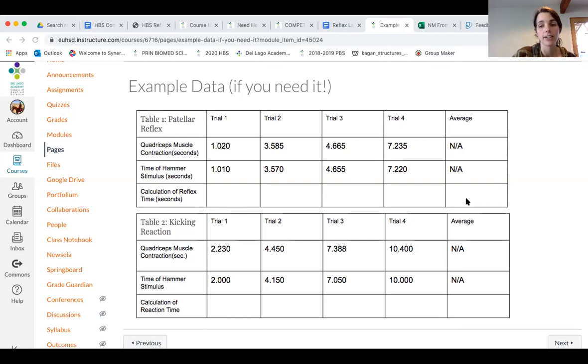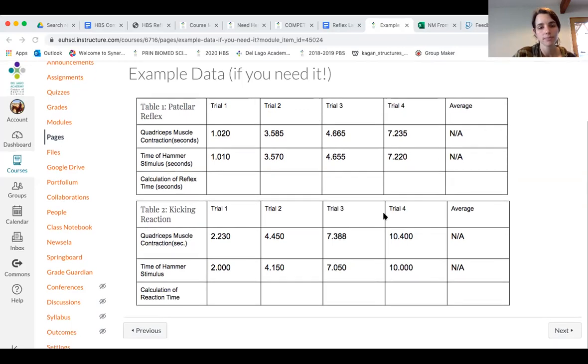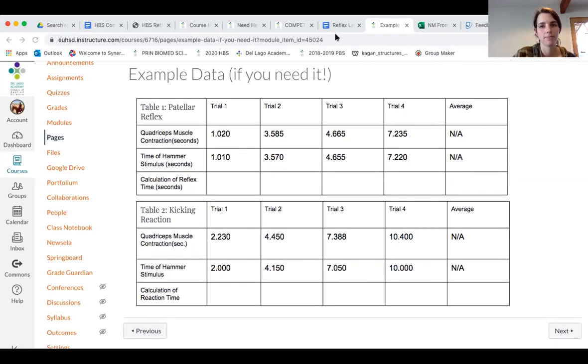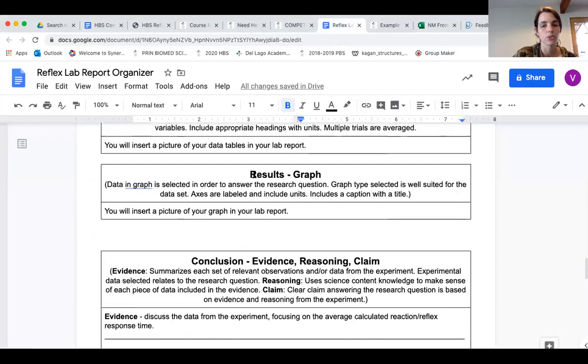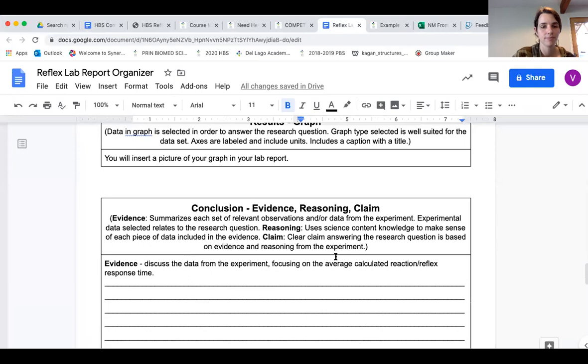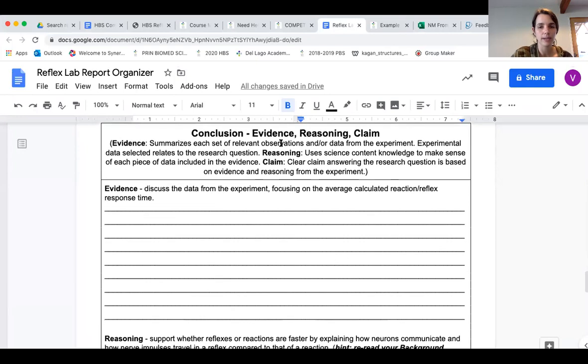If you don't know how to calculate an average, you add them up. So 0.010 plus 0.015 plus that, and divide it by the number of trials. In this case, 4. Same thing here. You will graph that data. And lastly, you will write your evidence, reasoning, claim paragraph.